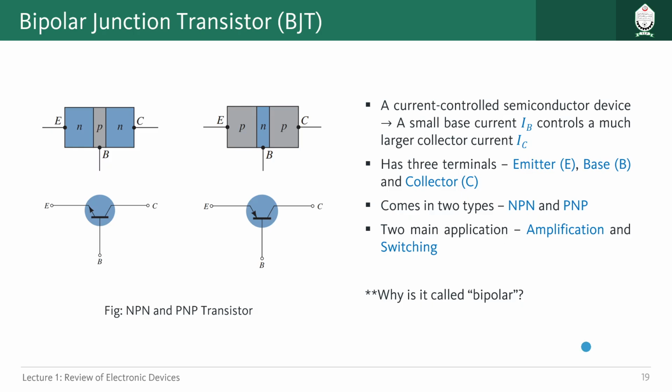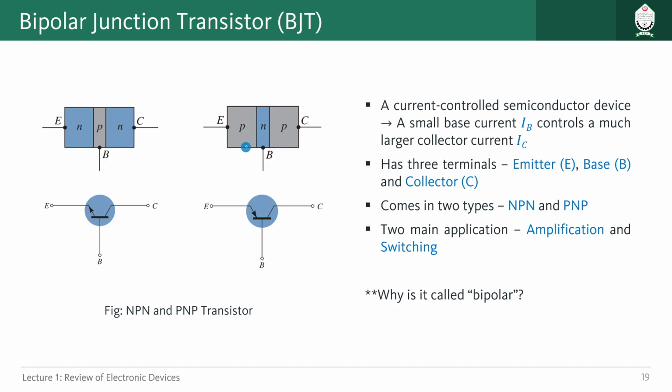Okay, now we will move on to bipolar junction transistors. We already know a lot about this device from our previous semester. In this lecture we will just briefly discuss some of the things which are already known to you. So what is a bipolar junction transistor? This is a current controlled semiconductor device. Here it's written: a small base current IB controls a much larger collector current IC. We will try to understand that, but before that let us look at the device itself.